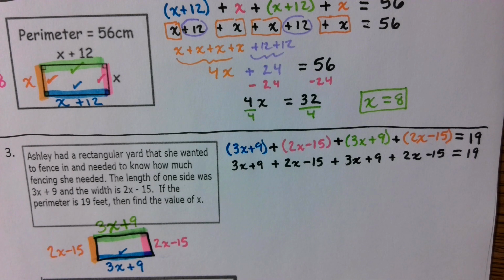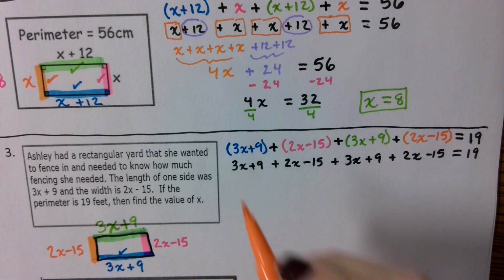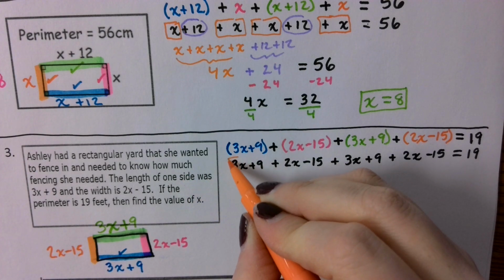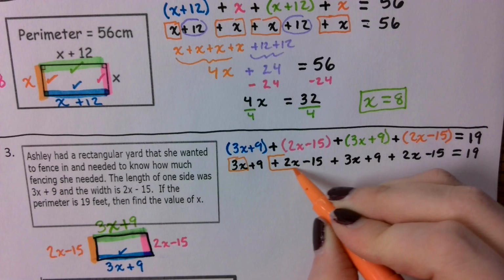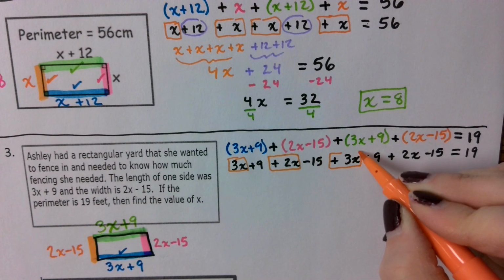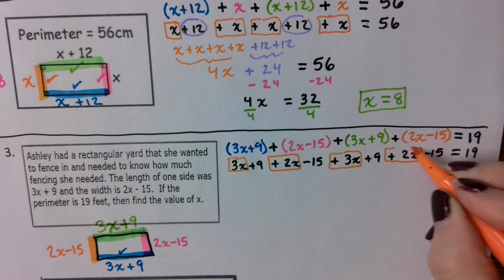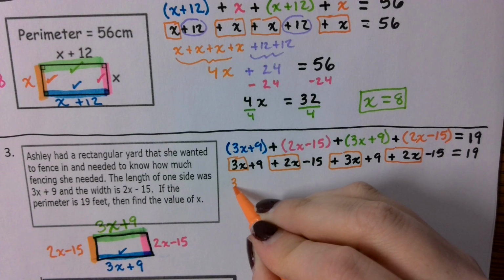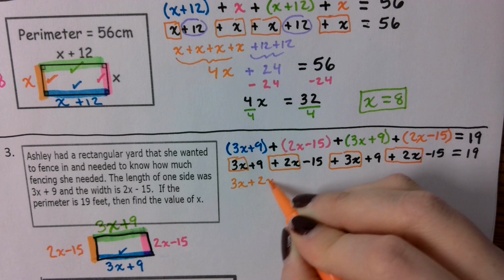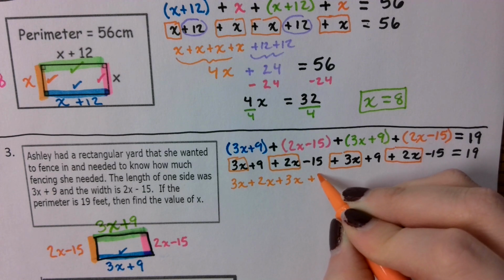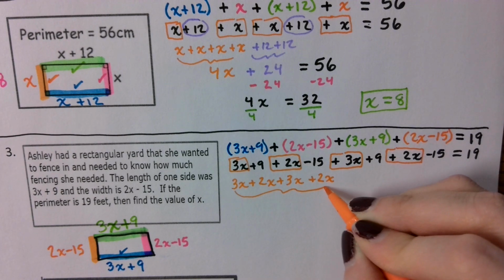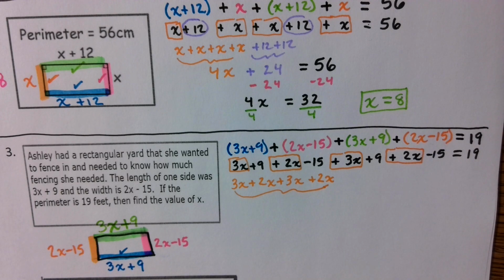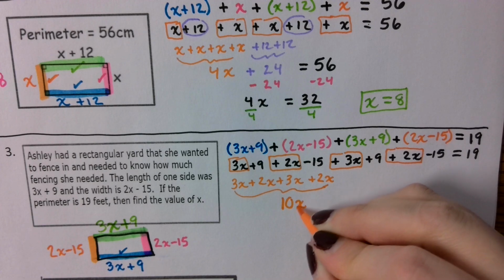Okay, what's next? What do we have to do now? We distributed. What's next to do? What are we going to do? Jordan. Good. We're going to add 3x plus 2x plus 3x plus 2x, right? Those are my like terms for my variables. When I add those together, guys, what are we going to get? What's 3 plus 2? Yeah, 10, right? 3 plus 2 plus 3 plus 2, that's 10. So we get 10x.